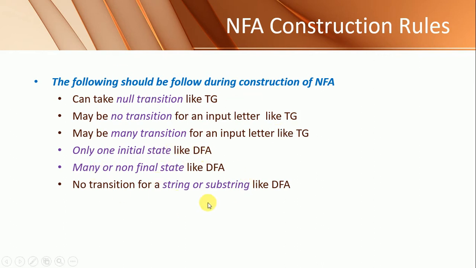The rest three are taken from DFA. Only one initial state like DFA, maybe one or none final state like DFA, no transition for a string or substring like DFA. TG allows transition for a string or substring, but DFA does not allow it. So this rule is taken from DFA, that no transition for a string or substring.